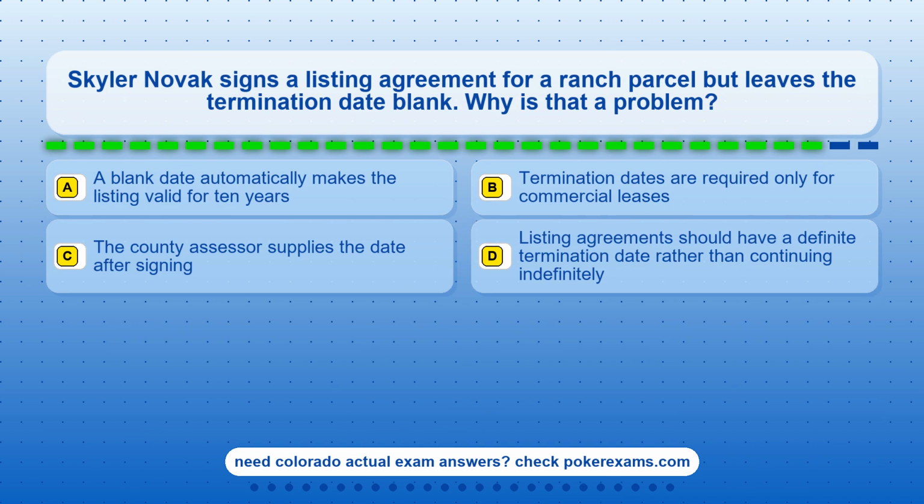Question 13. Skylar Novak signs a listing agreement for a ranch parcel but leaves the termination date blank. Why is that a problem? Option A. A blank date automatically makes the listing valid for 10 years. Option B. Termination dates are required only for commercial leases. Option C. The county assessor supplies the date after signing. Option D. Listing agreements should have a definite termination date rather than continuing indefinitely.